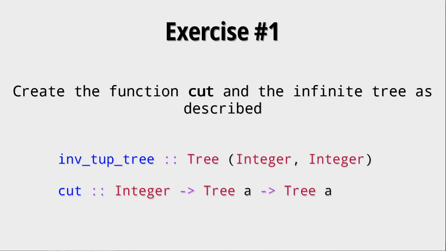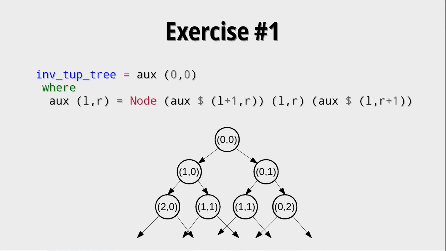Okay, so I'm assuming you have unpaused the video, so let's go over the solution, shall we? Okay, the tree is built similarly to how we build infinite lists. We have a helper function, aux in this case, that gets the initial tuple, which is 0, 0, and then it recursively builds new subtrees within the node constructor. Of course, a leaf constructor is never used since those subtrees are never ending.